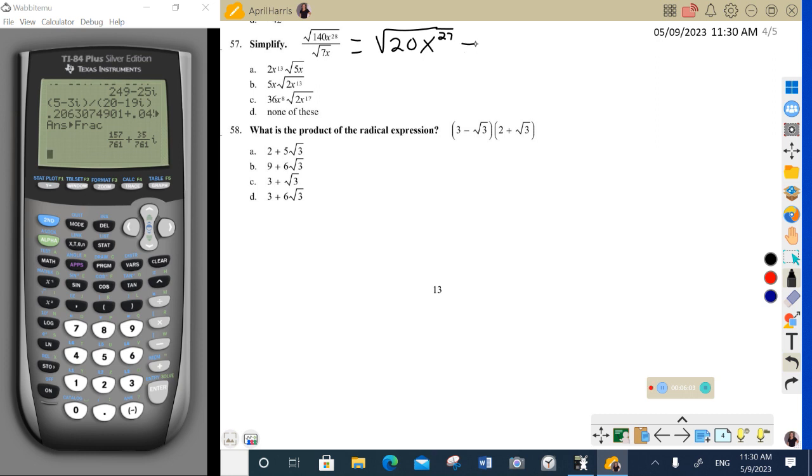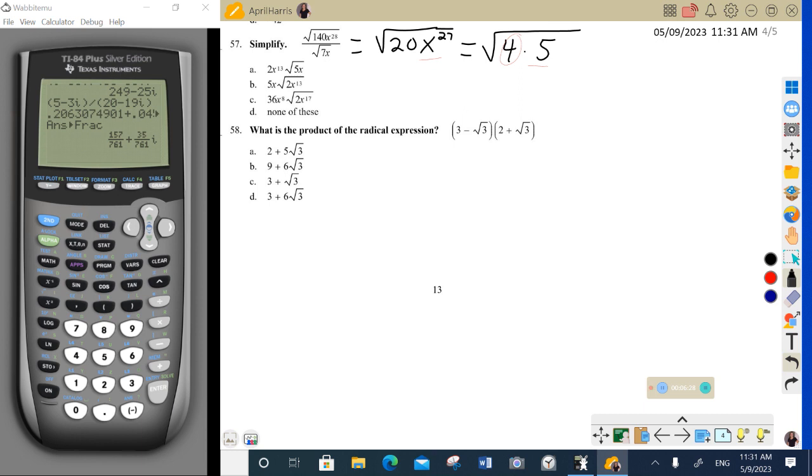What is the biggest perfect square that goes into 20? And I'll remind you that the perfect roots chart is on the board in class. 20, the biggest perfect square that goes into it is 4. 4 times 5 gives you 20. That's the perfect square. 5 is not. X to the 27th. Now, we're not taking the square root of the exponent. We're taking half of the exponent. We're dividing by 2 because we're taking the square root.